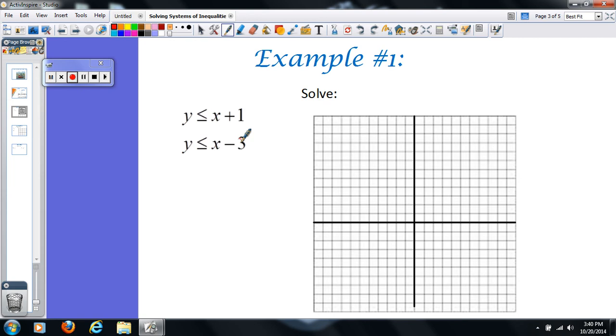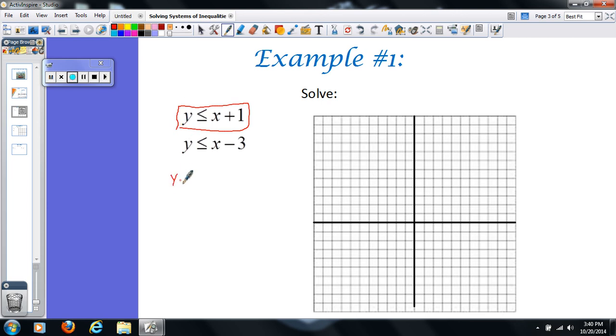To start, for example, number 1, the first inequality is y is less than or equal to x plus 1. The second one is y is less than or equal to x minus 3. So really you're going to start by graphing the first inequality, and then you're going to graph the second one. I'm going to start by graphing in the color red. So we're going to graph this one in red.